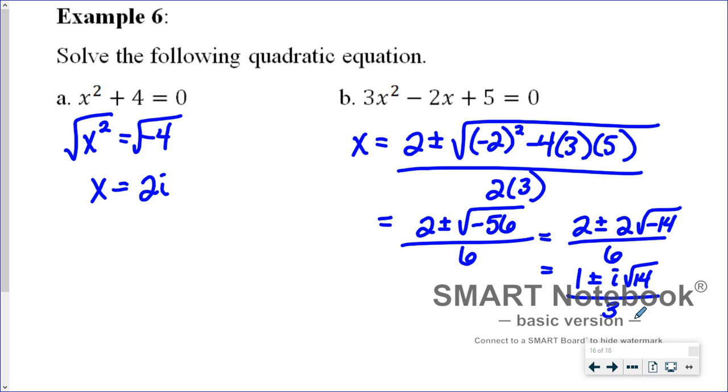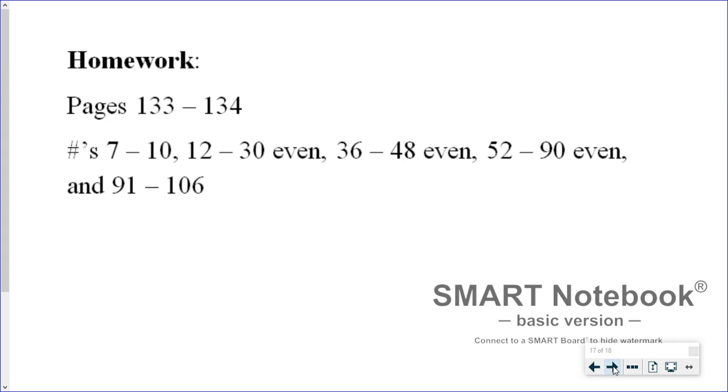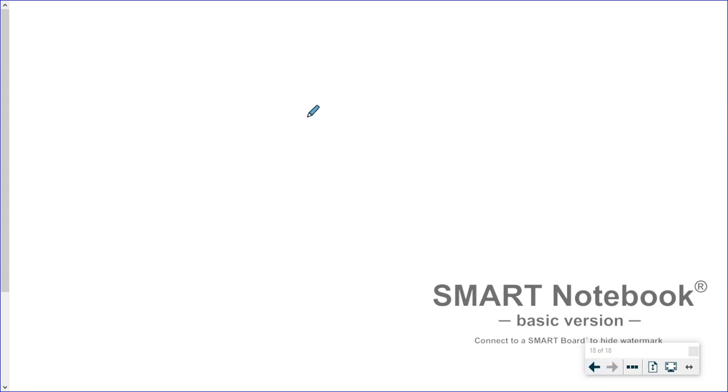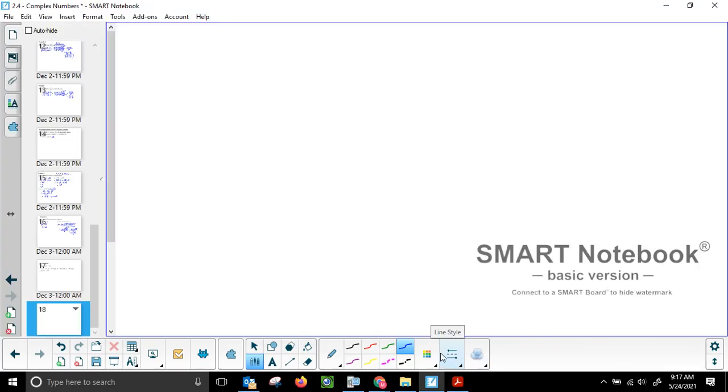I don't think this part of it is, but everything else is. Okay, obviously that's not your homework. All right, so your homework is on Delta Math. So you can have the rest of the class to work on Delta Math.